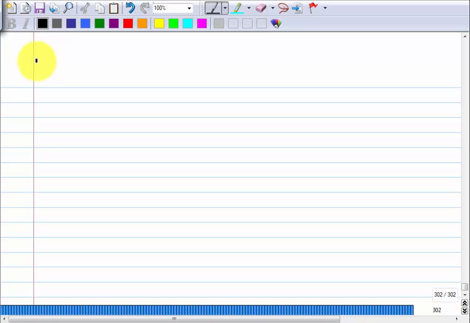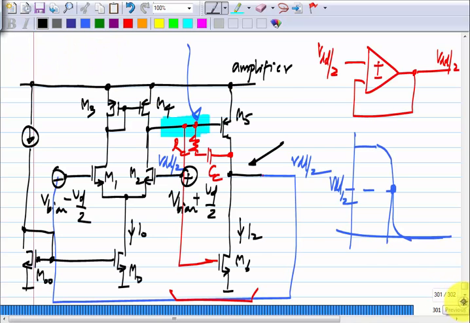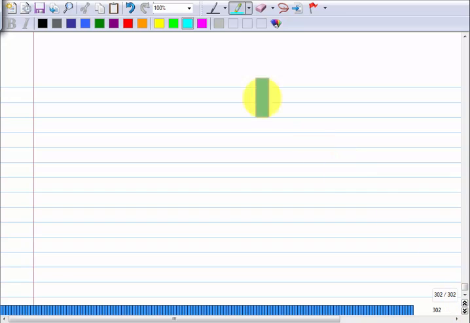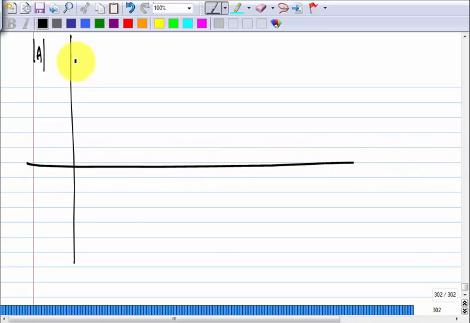By the way, what is the unity gain frequency of the op amp by itself? That is the DC gain times the first pole, A0 P1. If you plot the gain magnitude of the op amp, it will have some DC gain, that we know. It is GM1 by GDS1 plus GDS3 times GM5 by GDS5 plus GDS6. And it will have a low frequency pole because of this Miller effect, P1.